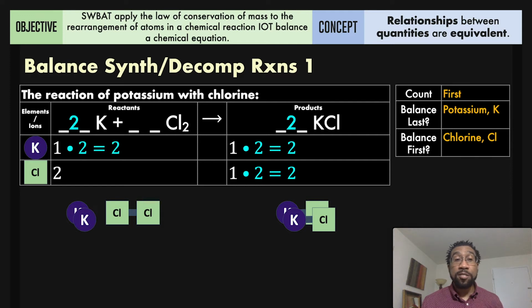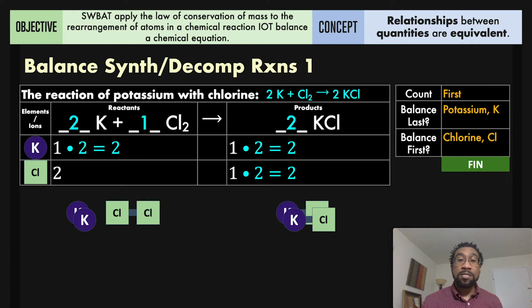It's going to be 2. So then I put a 2 only in front of the potassium, in front of the K. At the end of the day, this balanced equation is 2, 1, 2. 2 potassiums react with 1 chlorine molecule to produce 2 KCl's, potassium chlorides.